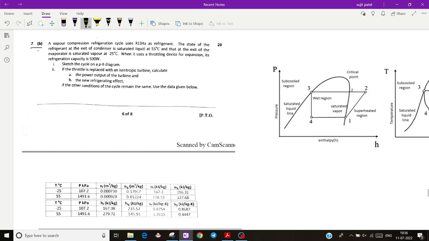So first of all we will solve question number 7b, a very good question, and we can see that you have to just apply your concept. If you are conceptually strong then you can solve it, otherwise you have to leave this question, but this is a very fantastic question. So let's start.